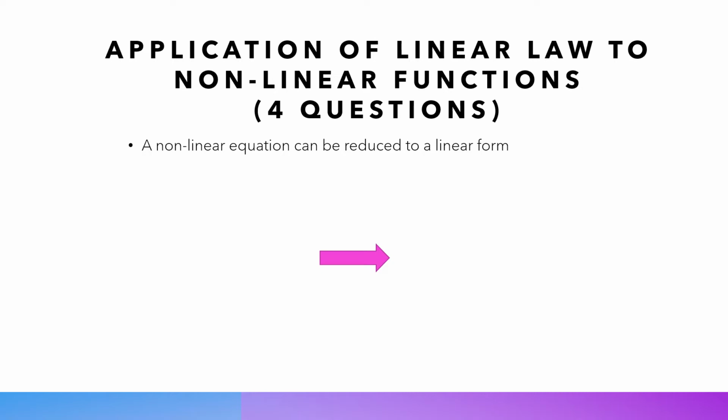Next, application of linear law to nonlinear functions. A nonlinear equation can be reduced to a linear form. Nonlinear equation means the highest power for x is more than 1, because for linear form, the highest power for x needs to be 1. Let's see an example. It should be in this form, y equals mx plus c, same as the previous one. The difference is now you have capital Y and capital X. Capital Y doesn't have to be Y only, and capital X doesn't have to be X only.